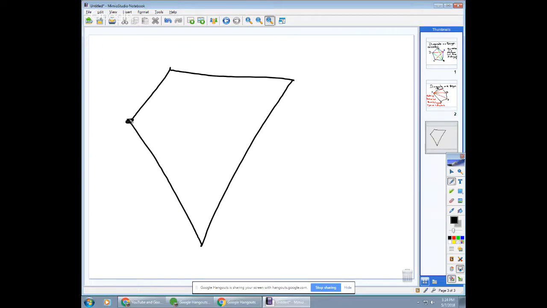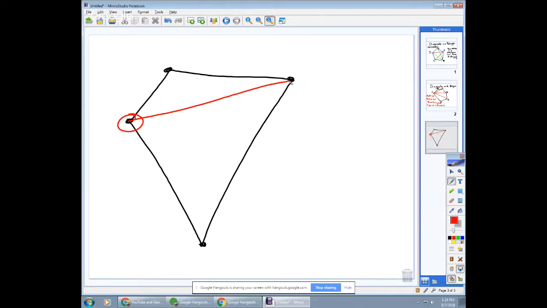Here's my random quadrilateral. 4 vertices and 4 edges. If I pick any one vertex, it has only 1 diagonal. So again, we're not looking at the total number of diagonals, just from the perspective of a vertex. How many diagonals does it have? And a diagonal is a line segment that connects a vertex to a non-adjacent vertex. So there's 1 there.